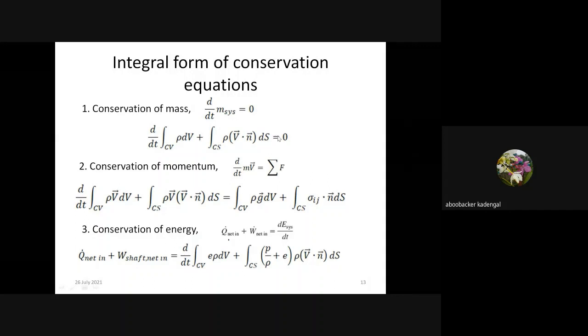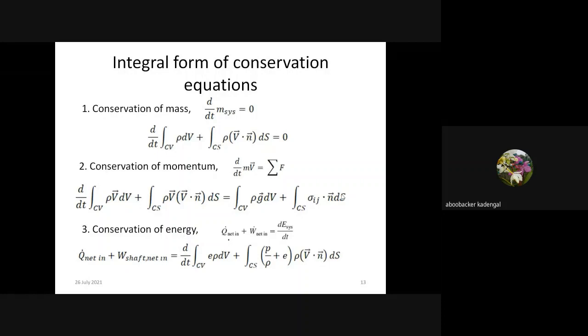So in each conservation equation, we have two terms. One is within the control volume, another is on the surface. In all these expressions, for conservation of mass, the other side is zero, whereas for momentum, we have the net force. In the case of energy, we have the net energy, that is, heat in and work output. So these are the three fundamental equations in integral form. This is the general form. Depending on the problem, we'll have simplified forms, which will be more familiar to you, in one-dimensional, incompressible flow.